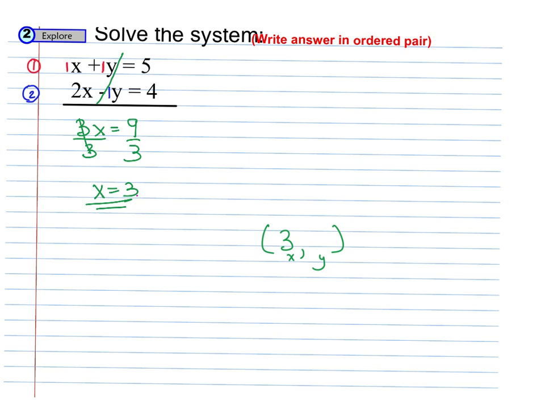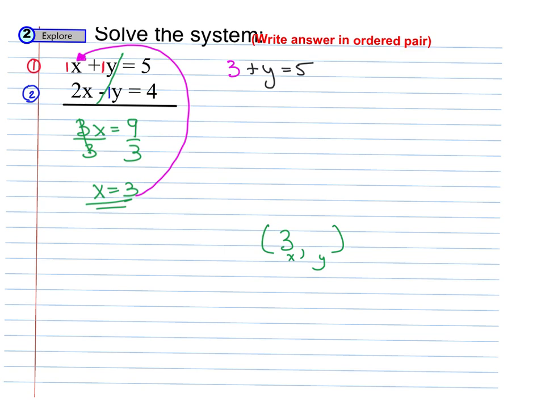And again, you can substitute it into equation 1 or 2. I'm going to substitute it into equation 1 just because all of those numbers are positive. So I'm going to put that 3 there. And that's going to give me 3 plus y is equal to 5.